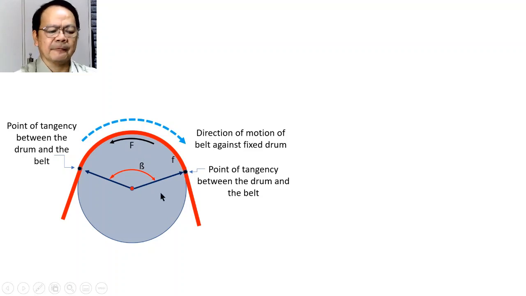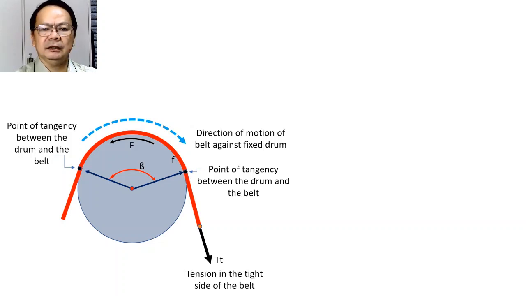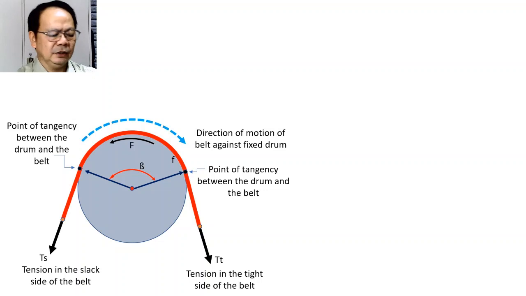Hence, we expect that the tension at the ends of the belt shall be different, with the tension in this direction, in the direction of the motion of the belt against the drum, being greater than the tension on the other side. If we define the tension on this side, in the direction of the motion of the belt against the drum, as T sub T, which refers to the tension in the tight side, and the tension on the other side as the tension on the slack side, referred to as T sub S.